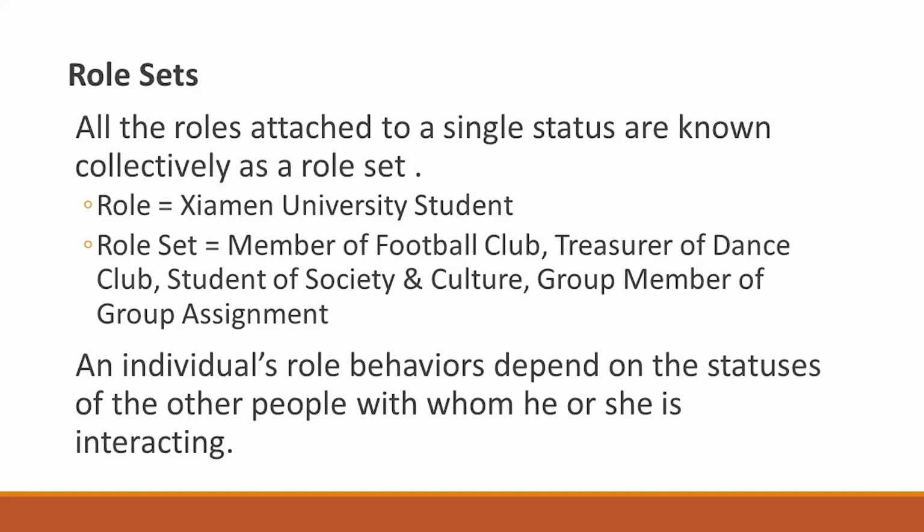An individual's role behaviors depend on the statuses of other people with whom he or she is interacting. Depending on the relationship that you have with the members that you are interacting with, the way that you behave may be different. For example, if your group members were also your best friends, you may be a lot more friendly and a lot more casual with them compared to if they were people that you don't know.